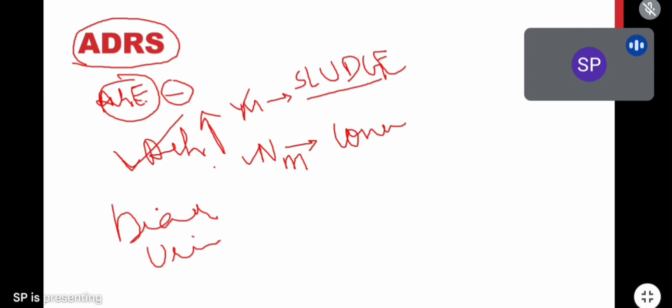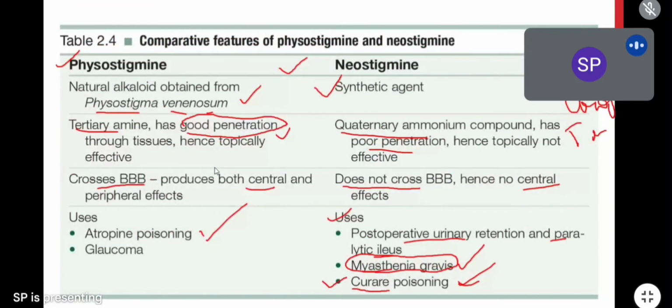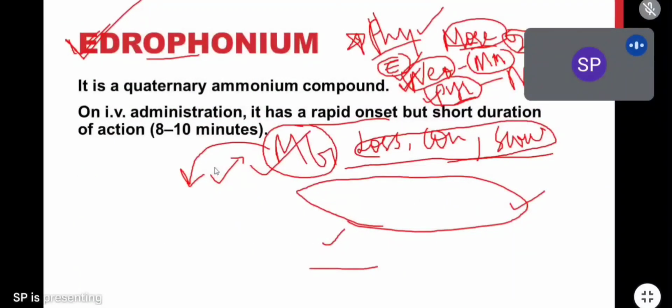Here I think I didn't explain organophosphate compounds in detail. If you want to learn about organophosphate compounds, I'll provide the link in the description after uploading this video. You can watch. So we have seen the adverse effects and the uses. We have also seen myasthenia gravis, the difference between pyridostigmine and neostigmine, and we have discussed some important drugs.